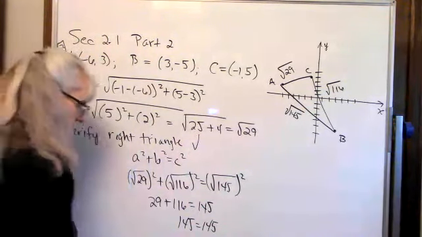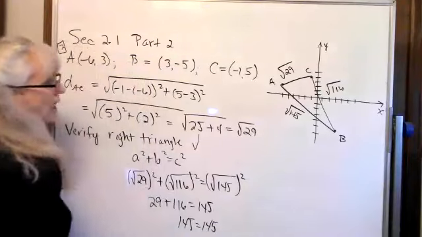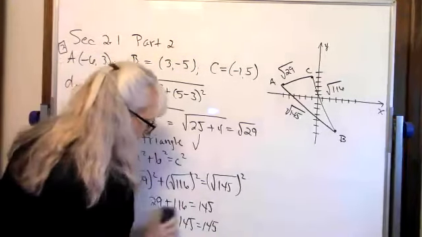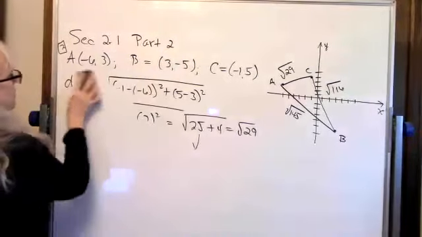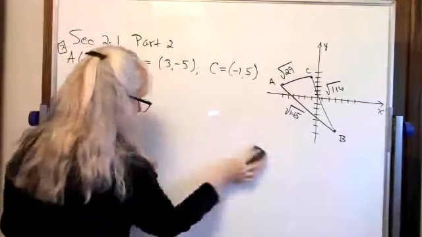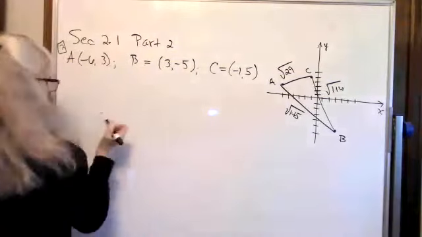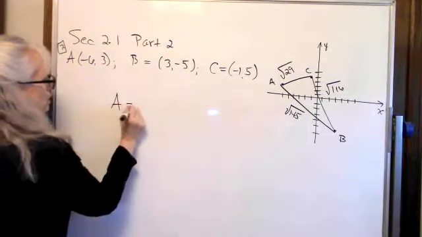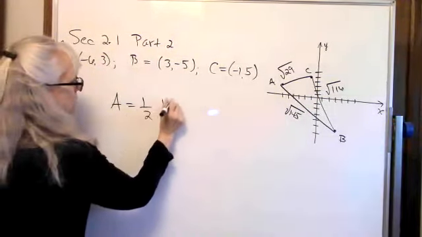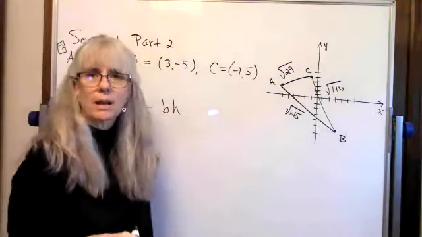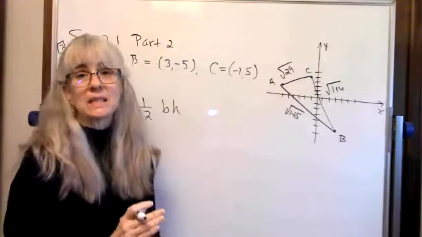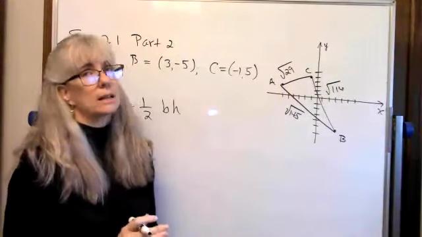Part B of the problem is asking us to find the area of this triangle. So now that we know it's a right triangle, let's go find its area. We need the formula for the area of any triangle, and that is 1/2 the base times the height. So I just need the base and height. It's important to recognize that the base and height are always perpendicular to each other. They're always at a 90-degree angle.